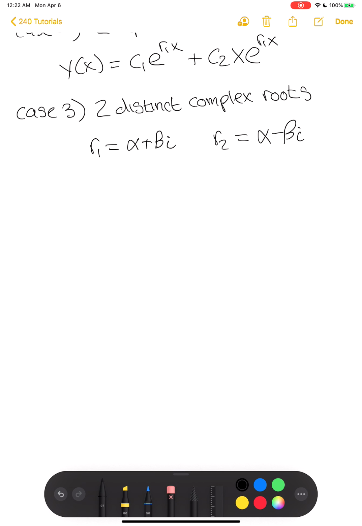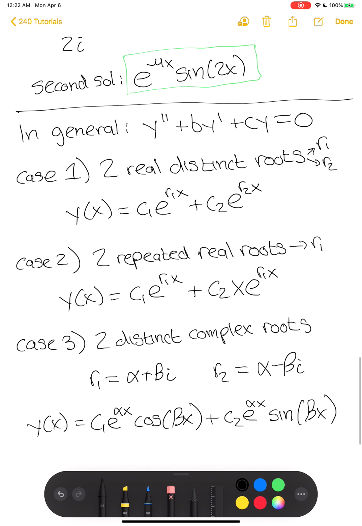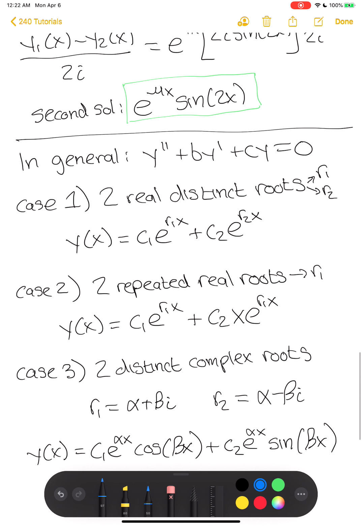Our solution becomes, what you do first is you take linear combination, so I need a C1. What we saw go into the exponent was the real term, my alpha here, and then I multiply it by cosine of beta x first. And then my second solution was e to the alpha x as well, and then multiply it by sine of beta x.